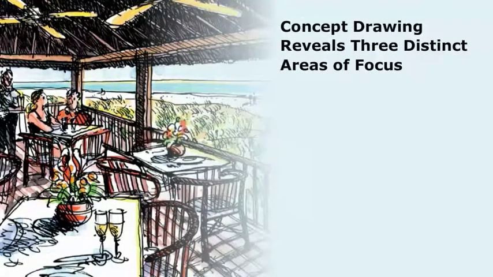This concept drawing reveals three distinct areas of focus. The foreground has a table with wine glasses that engages the viewer. The central portion of the image shows dining activity, and the background establishes the setting and distant beach activity. The overhead roof frames the ocean view.